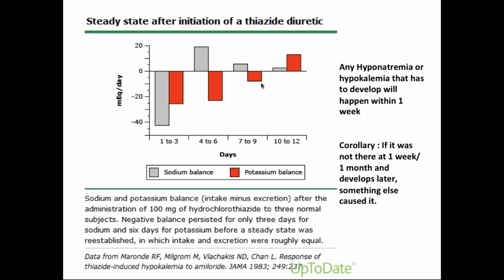What this also means is that any hyponatremia or hypokalemia that is going to develop will happen by the end of 1 week. If at the end of 1 week someone on a specific dose of a thiazide diuretic has not developed hyponatremia or hypokalemia, they will not develop it in the future. If they do develop it beyond that period of time, then there is another cause, or something different has happened, and that should be investigated, because the thiazide diuretic should not cause something after the steady state has been achieved.